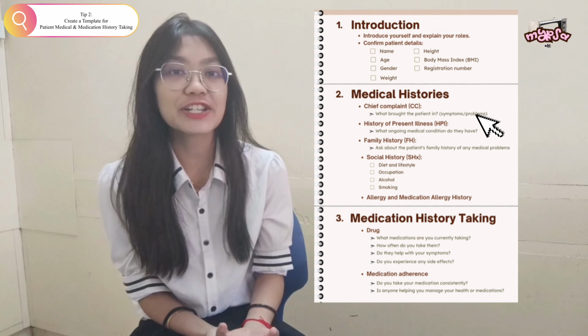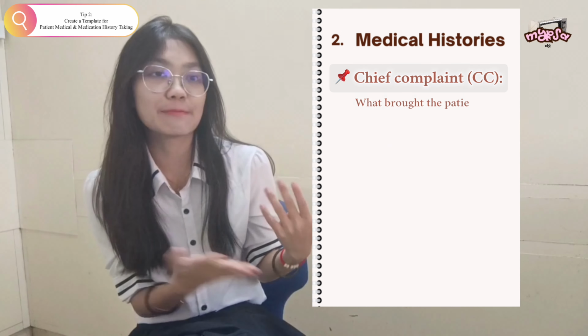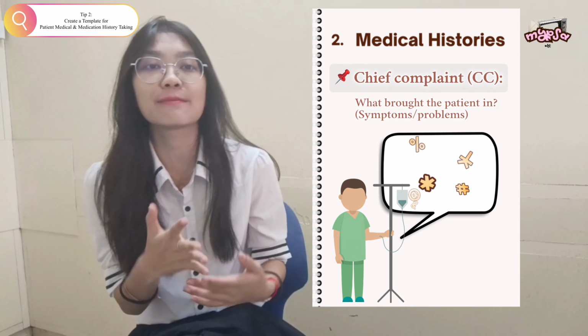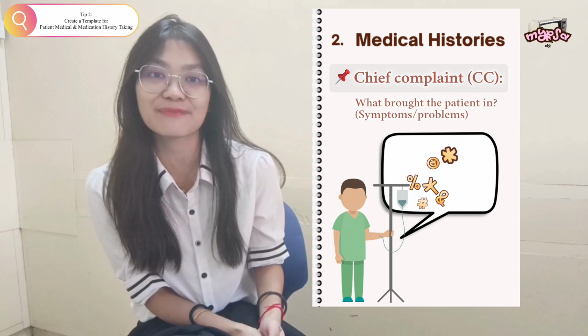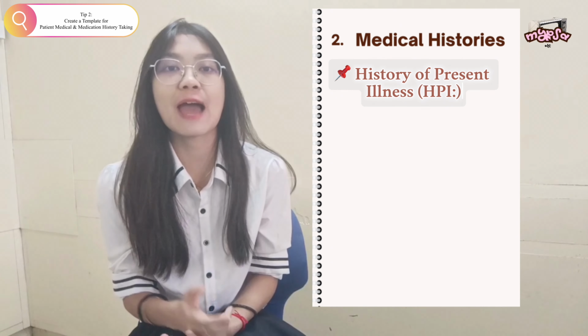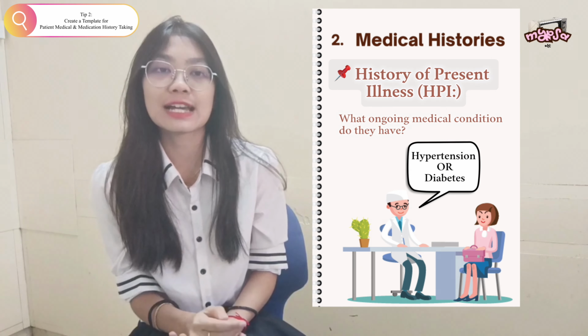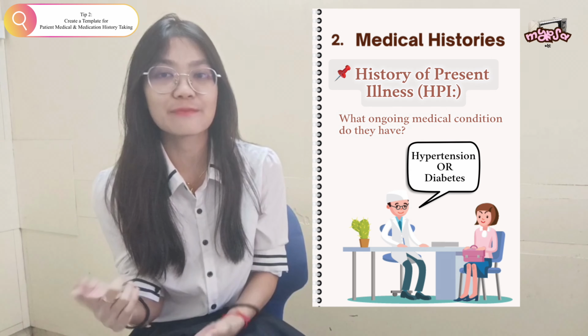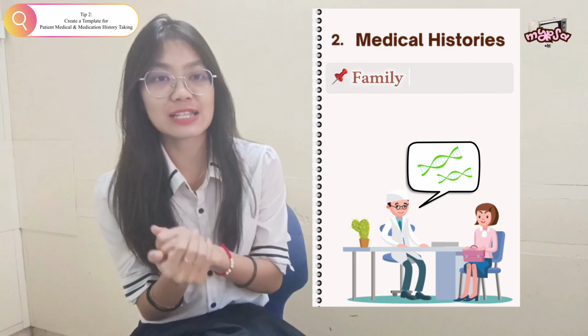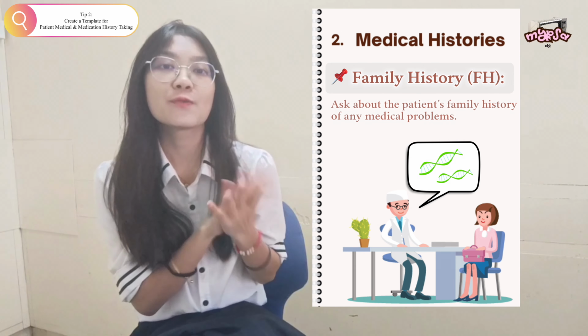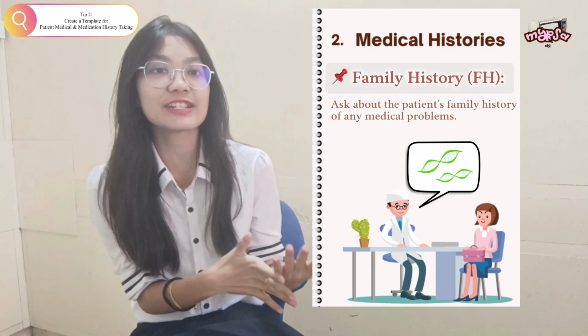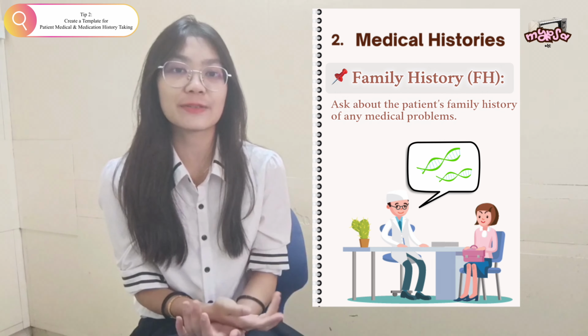Second, medical history. Once you have confirmed the patient details, start with the chief complaint (CC). Ask what brought the patient in today and try to understand the main symptoms and concerns. Next, move on to the history of present illness (HPI) by asking about any ongoing medical conditions they may have, such as hypertension or diabetes. Oh yeah, don't forget to ask about their family history (FH), which will help you to identify any hereditary health risks that may be relevant.